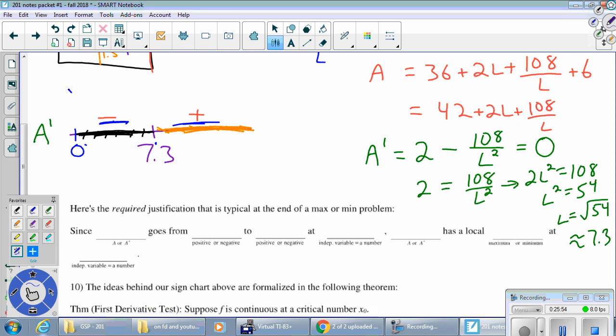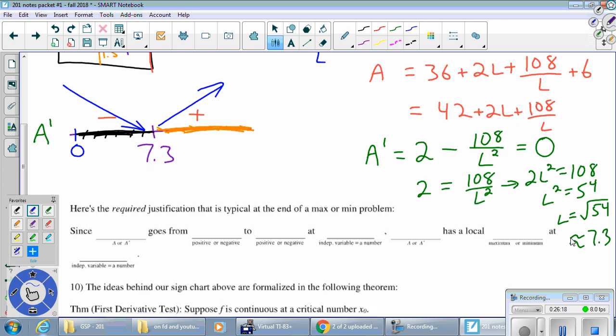If the derivative is negative, that means we've got downhill sloped lines. And when the derivative is positive, we have uphill sloped lines. This is the entire collection of interesting things about this particular function. The only point that's interesting is 7.3. To the left of 7.3, the function is decreasing, and to the right of 7.3, it's increasing.